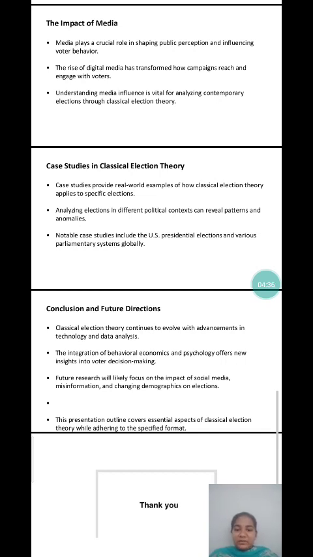Conclusion and future directions. Classical election theory continues to evolve with advancements in technology and data analysis. The integration of behavioral economics and psychology offers new insights into voter decision making. Future research will likely focus on the impact of social media, misinformation, and changing demographics on elections.